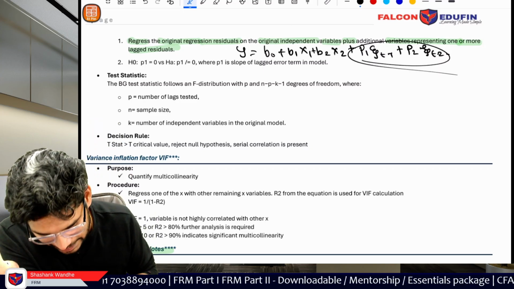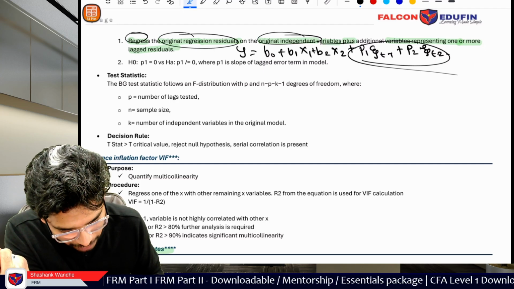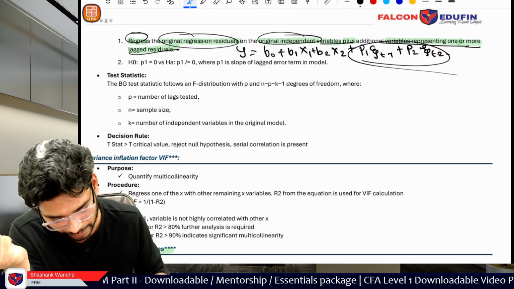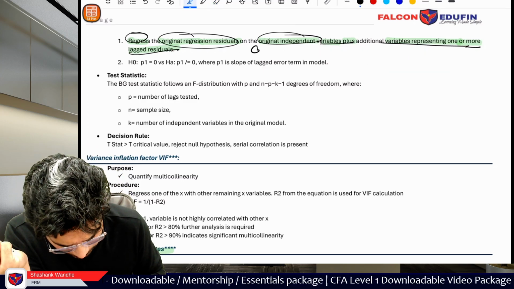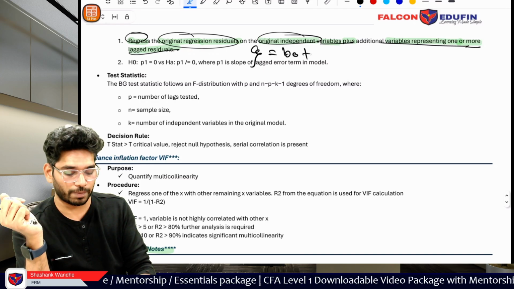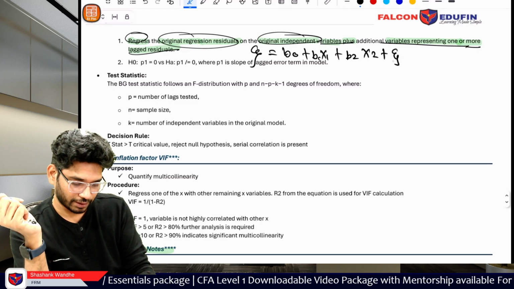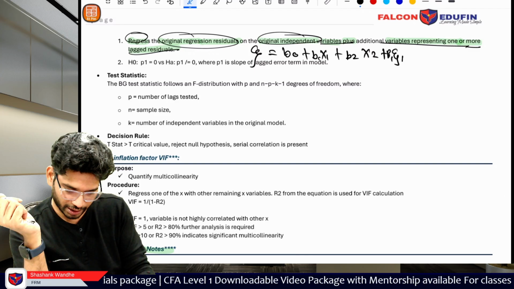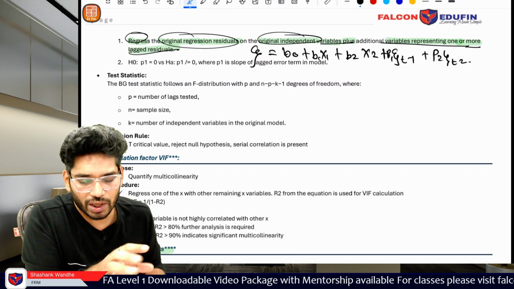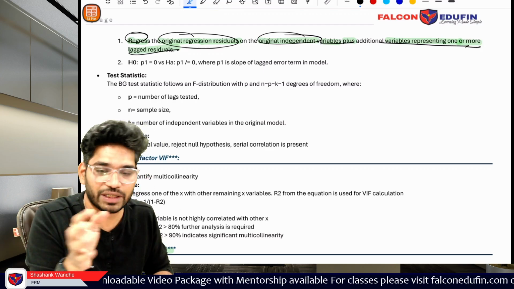So we are talking about this. Now again, we will read this statement. Regress original regression residual on the original independent variables plus the additional variables representing one or more lagged residuals. Fine. This should be like this, error term. Okay, I used y by mistake. The model should be b0 plus b1 x1 plus b2 x2 plus p1 error term t minus 1 plus p2 error term t minus 2. Okay, like this. So remember this. You don't have to remember the model. You have to remember what we are doing in the BG test.